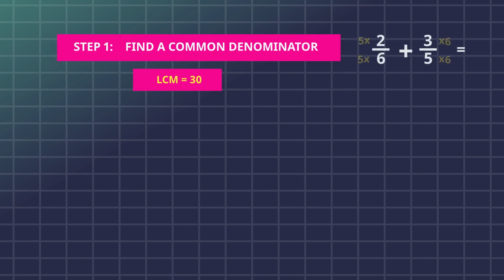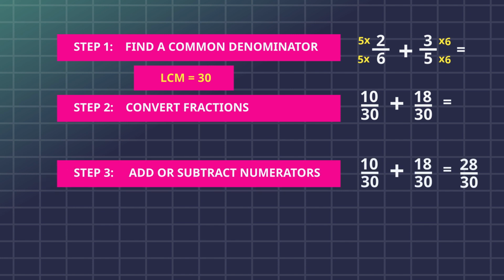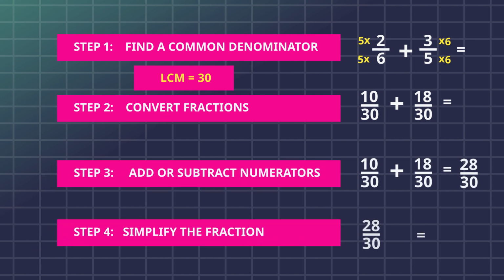Let's sum it all up by recapping the steps. Step 1. Find a common denominator. Step 2. Convert fractions. Step 3. Add or subtract numerators. Step 4. Simplify the fraction. And that's how you do it.